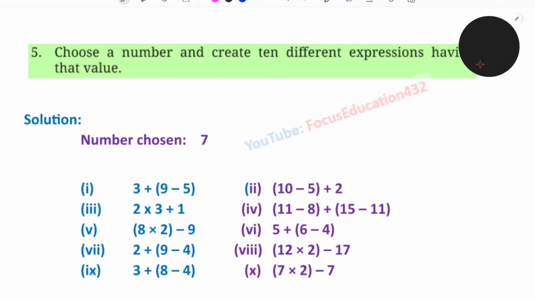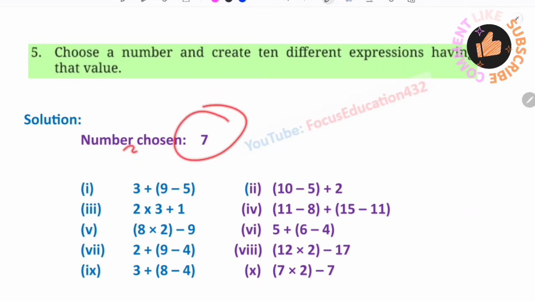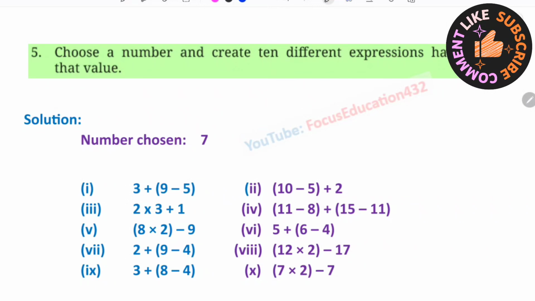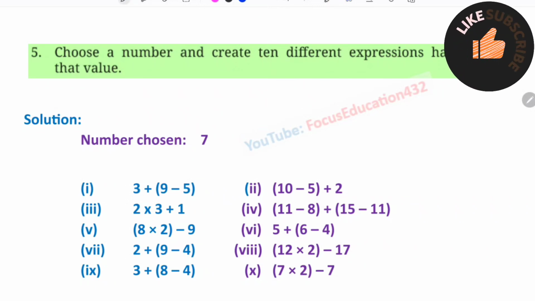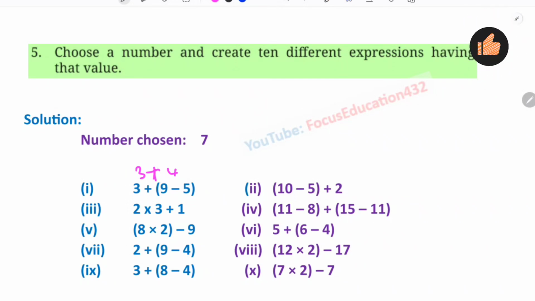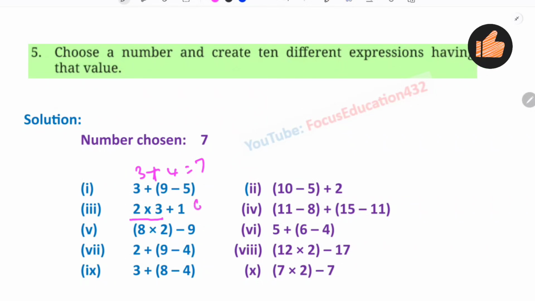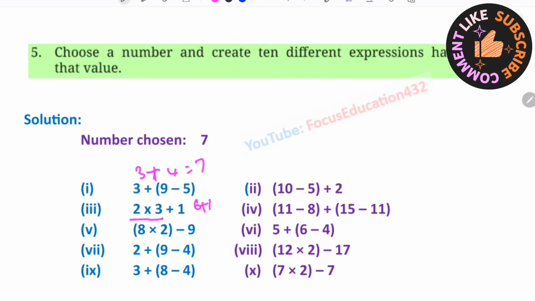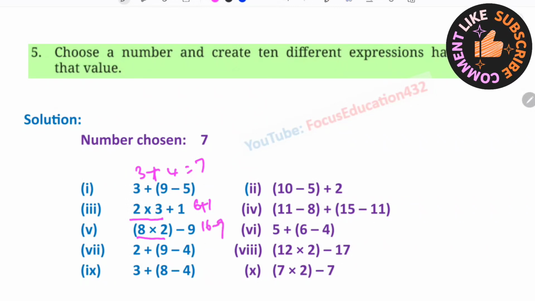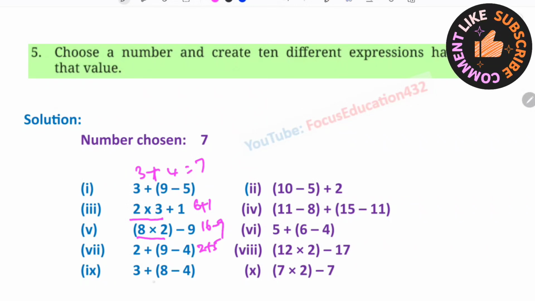Choose a number and create 10 different expressions having that value. We have to choose our own number, our choice here, and the number chosen is 7. 10 different expressions. Easy questions in the last. 3 plus 9 minus 5. 9 minus 5 is how much? 4. So this is 3 plus 4 equal to 7 only. Right? 2 into 3 plus 1. This is 6 plus 1. This is also 7. 8 multiplied by 2. 16 minus 9. This is also 7. 9 minus 4 is 5. So 2 plus 5. This is also 7.